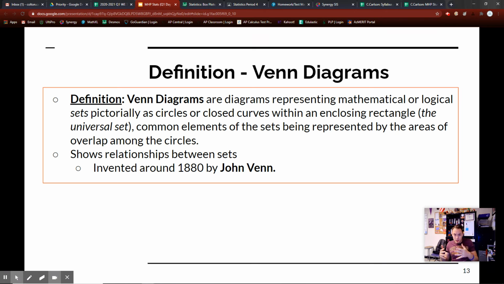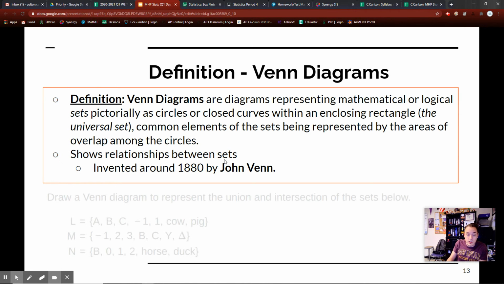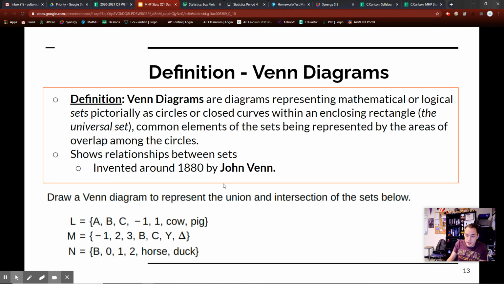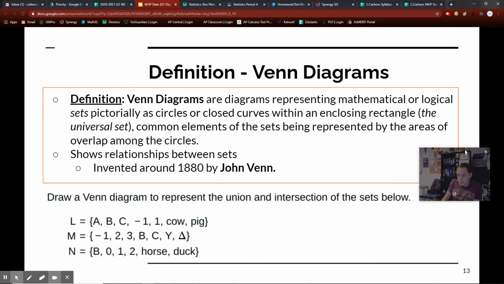Sets are shown as circles and closed curves, with what we call the universal set as the rectangle around them. So common elements of the sets are represented by the areas of overlap among circles. So what will this look like? Well, think about it. I want to make some more room here.